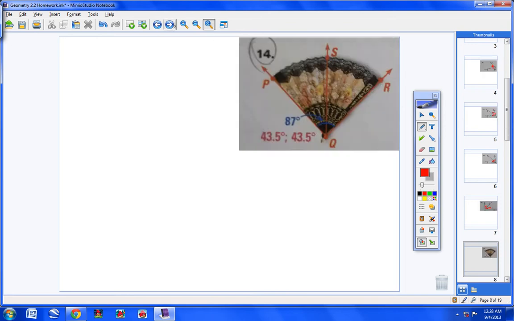Now, numbers 14, 15, and 16 are actually the exact same thing again. They have pictures of some fans, but it's done the exact same way. It looks like, if you look carefully in your book, 87 degrees, there's a blue line going all the way across. So 87 degrees is the whole angle, and the directions do say that QS cuts the angle right in half. So they want to know the measurement of this little angle and this little angle. I'm going to take 87 and cut it in half. That's going to be 43.5. And that means this angle over here is also 43.5 degrees.